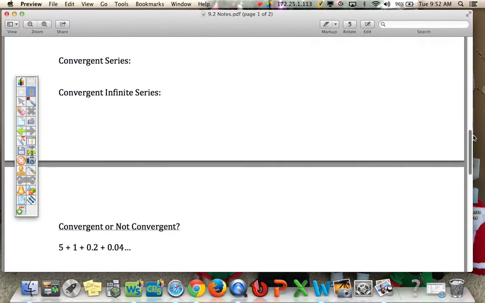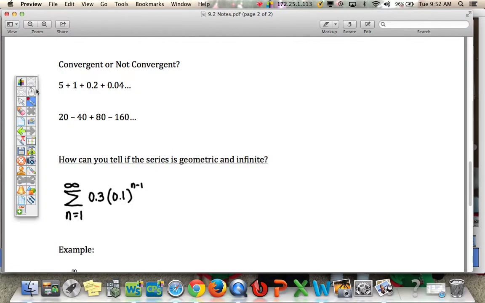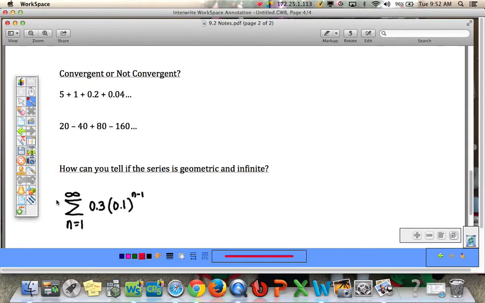Let's take a look at a few more examples. How can you tell if a geometric sequence is convergent or has a limit? Well, you look at the ratio. If the absolute value of the ratio is less than 1, it will be convergent.